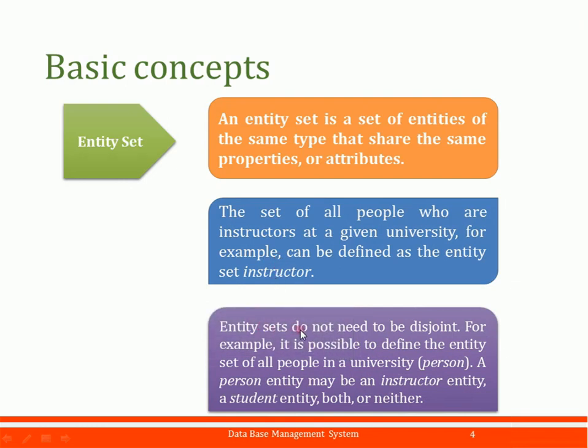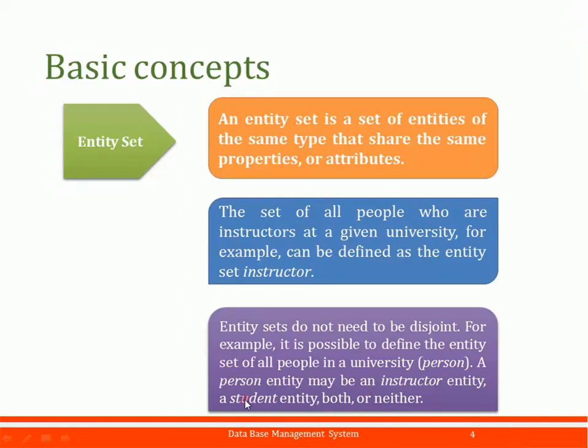Entity sets do not need to be disjoint. For example, it is possible to define the entity set of all people in the university as person, and that person entity may either be an instructor entity, a student entity, both, or neither of the two.